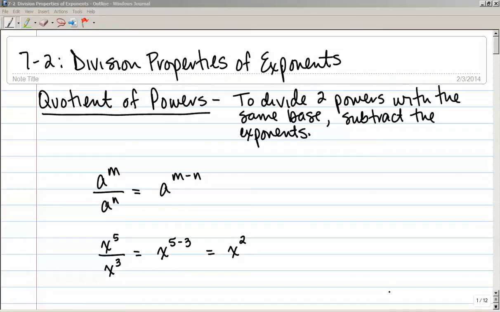Section 7-2, division properties of exponents. First property is the quotient of powers. To divide two powers with the same base, subtract the exponents.